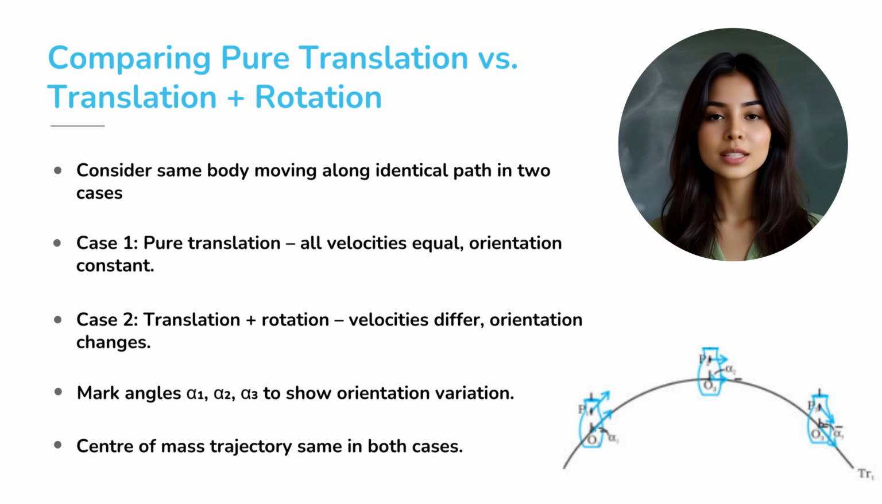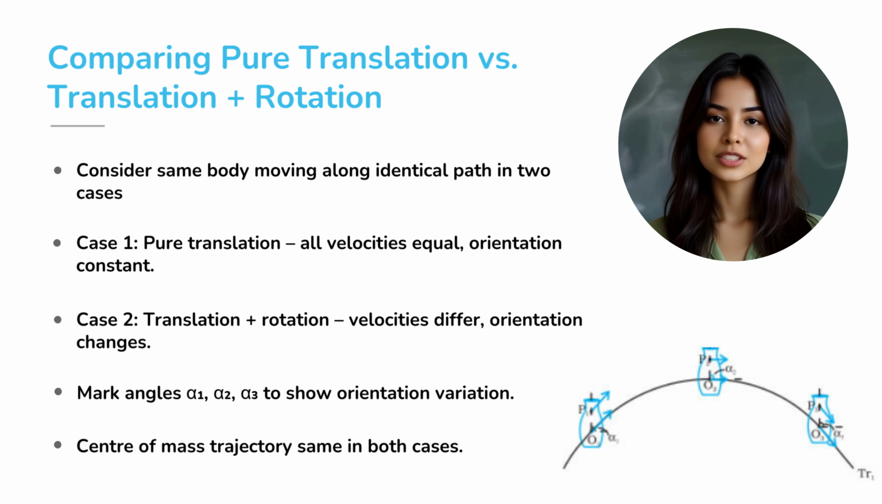Here's a comparison that clears it all up. Imagine moving the same book across a table in two different ways. Case 1, slide it straight, that's pure translation. Every point moves the same, and the book's orientation angle doesn't change. Case 2, push it so it both slides and spins. Now, points on the book move differently, and the orientation angles change over time.